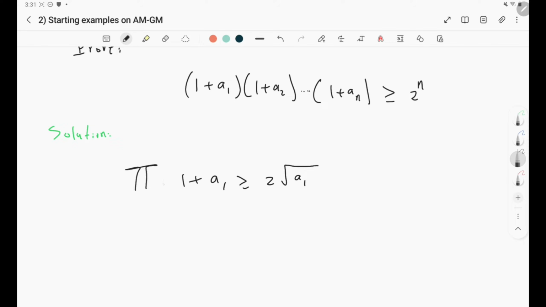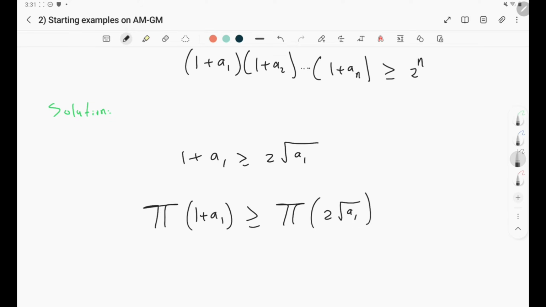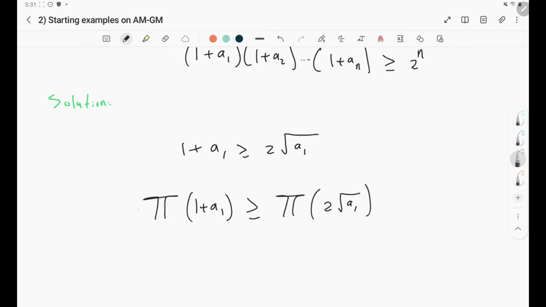Pi of both sides. So that means the pi of 1 plus a1, or just ai actually, but no problem, we're not formally writing everything here. So if I wrote something like this, then please accept it, okay? So here we also have pi 2 root a1. Okay, this is the LHS. Perfect.